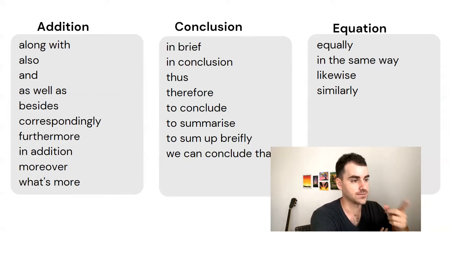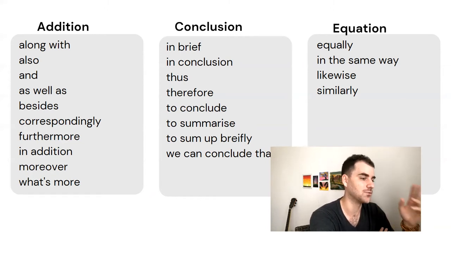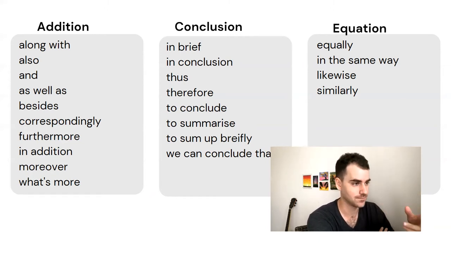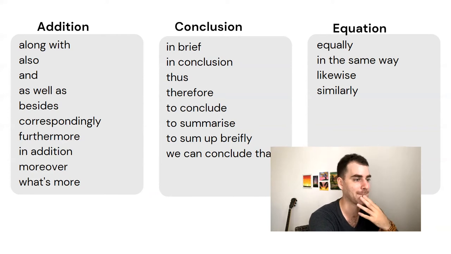You can see the words of conclusion. If you want to finish a paragraph or a thought, use one of these. You can say, to summarize, I like coffee and tea. So this is after you've been talking for a while. Then you say this. You say, in brief, these are the drinks I like, or something like that.